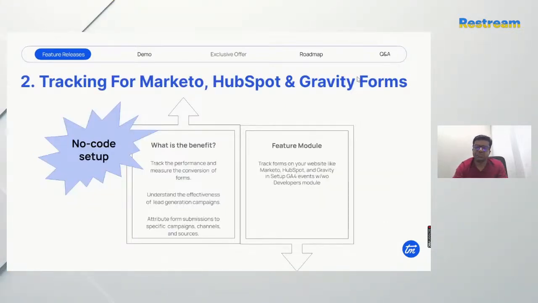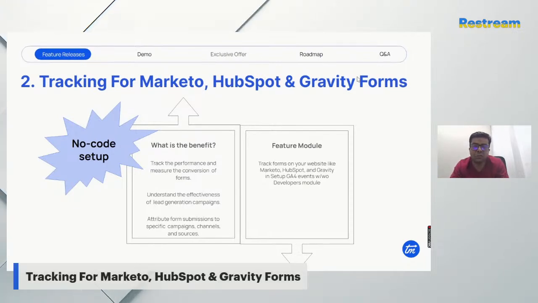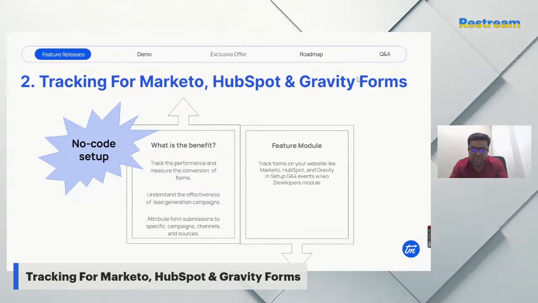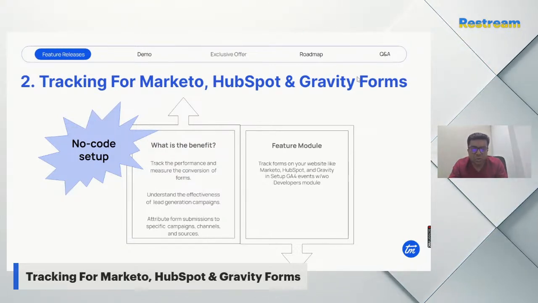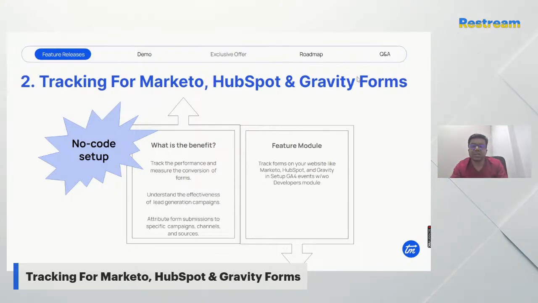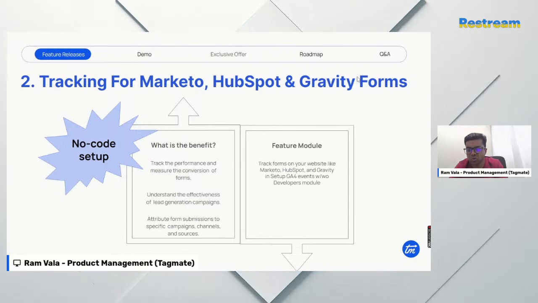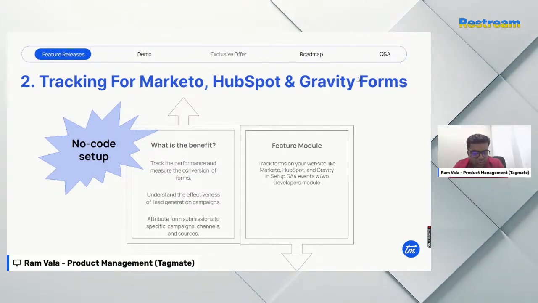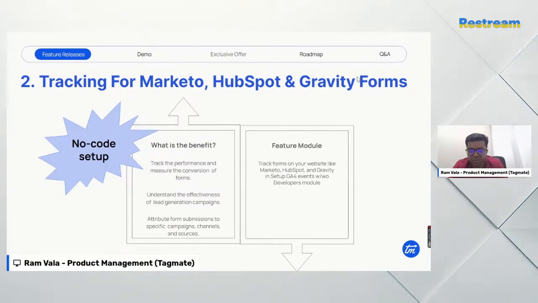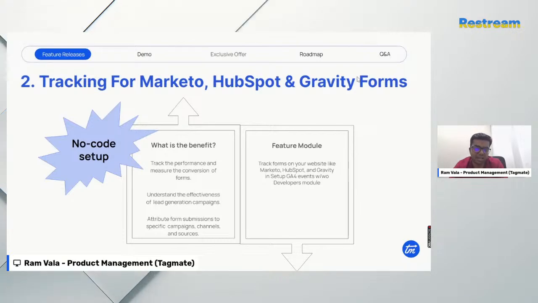The second thing is we are coming with more form submission templates, which is Marketo, Adobe Form, HubSpot, and Gravity Forms. Again, these form templates were requested by many of you, many of the digital agencies, and of course it's all about no code setup. So the benefits are to track the performance and measure the conversion of forms, and attribute form submission to specific campaigns, channels, and sources.